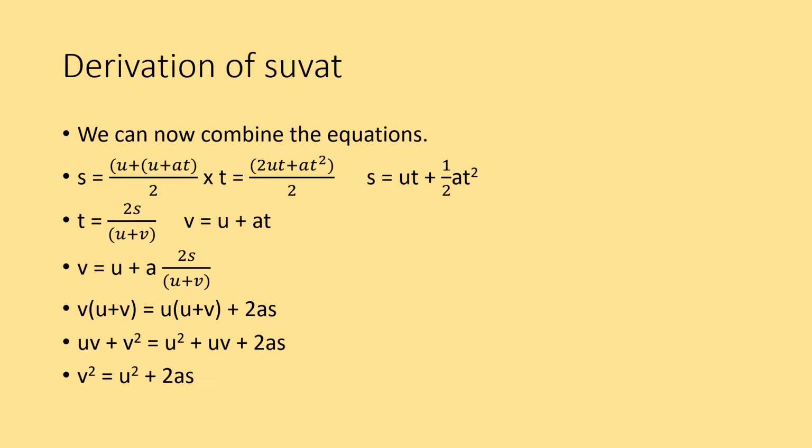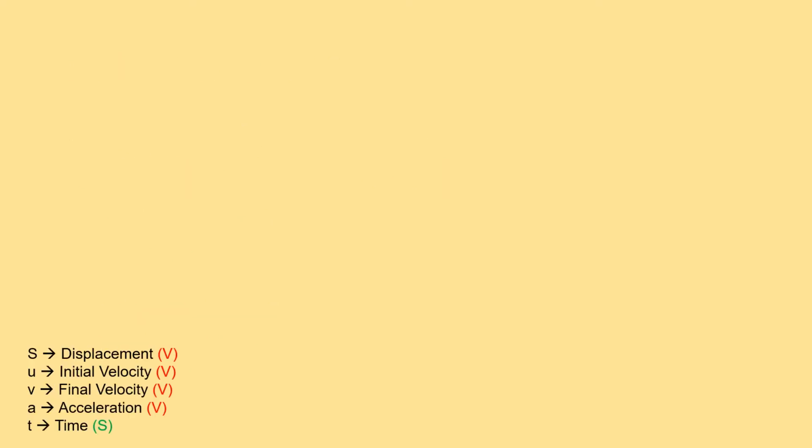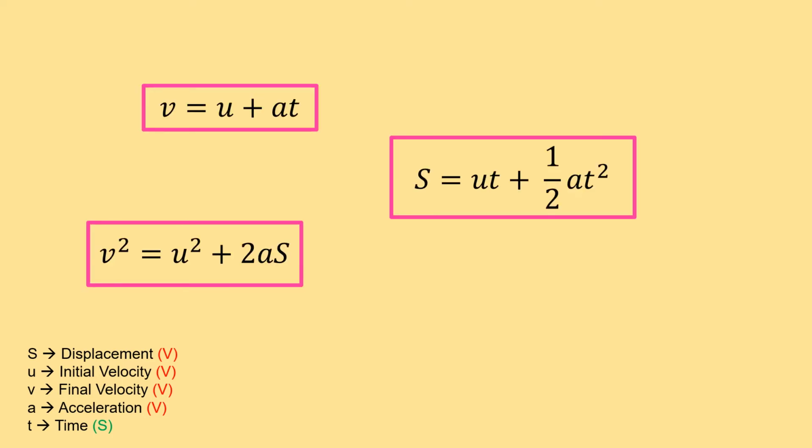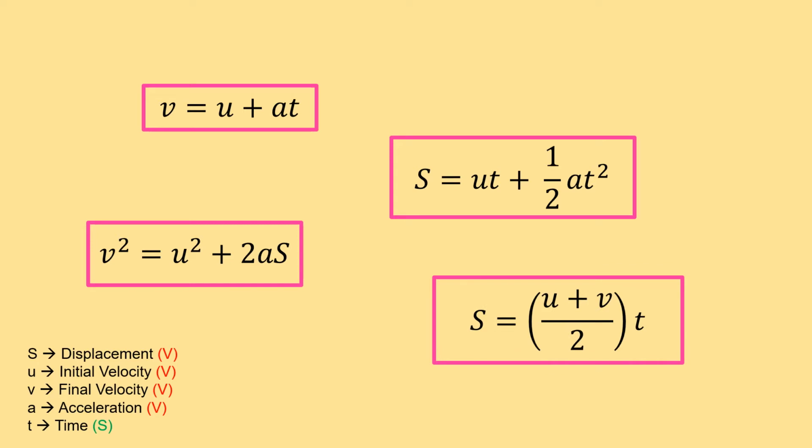Now these are a lot of equations. I said there were only 4. So what we're looking at now, let's look at the actual equations themselves. We have s for displacement, u for initial velocity, v for final velocity, a for acceleration, and t for time. Here are the magic 4 equations. And you can see by looking at these equations that each of them are missing one of the terms, at least one of the terms.